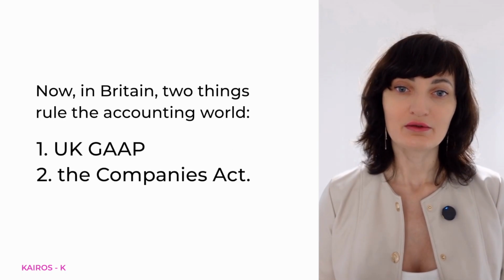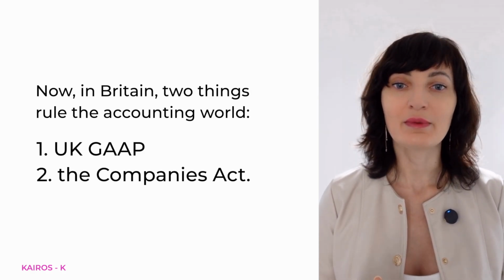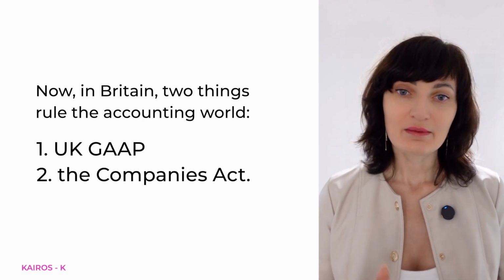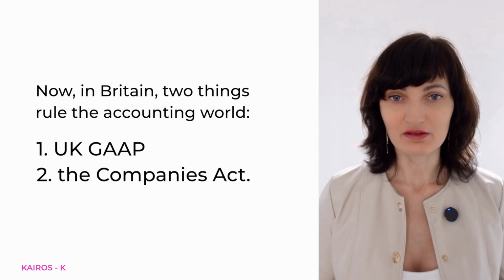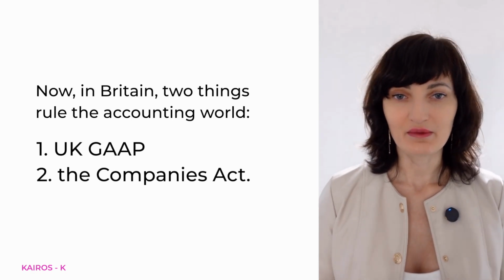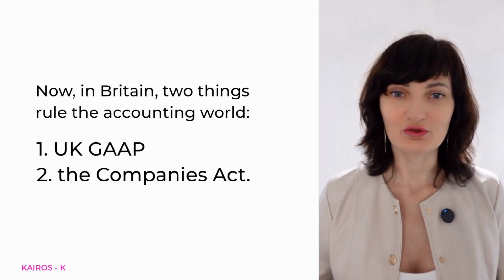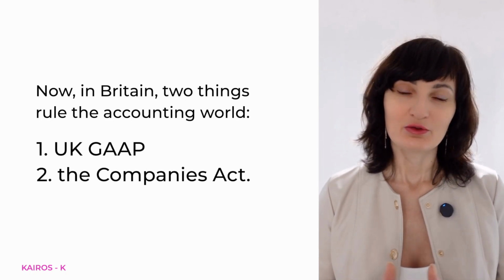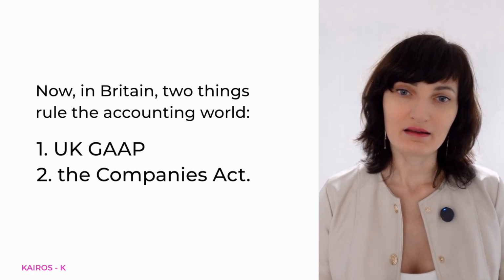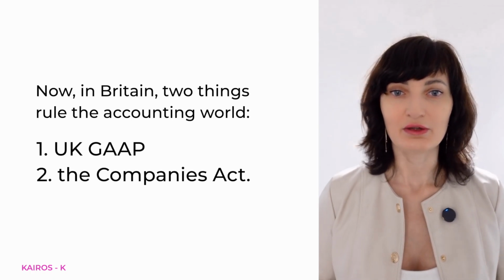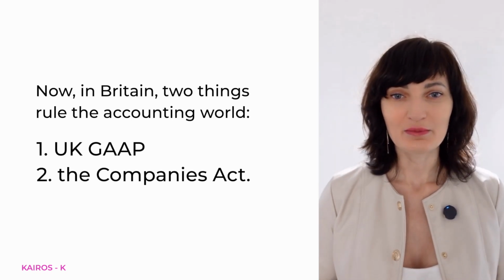Now, in Britain, two things rule the accounting world: UK GAAP and the Companies Act. Think of them as partners, a bit like tea and biscuits. They're different, but they work best together. The Companies Act tells you when to file your accounts, what has to go in them, and which companies need which reports. GAAP, on the other hand, tells you how to actually do the accounting, how to record those transactions so the numbers in your reports make sense.